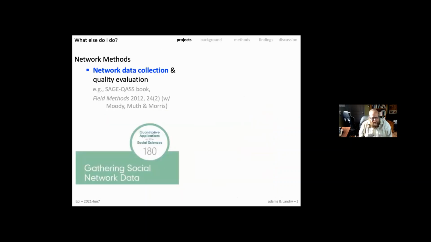So that's one. A second, as was mentioned, a primary interest of mine is in the area of network methods. And this has taken two flavors. One is focused on network data collection, the strategies for doing so, and evaluating the quality of data that results from such efforts. This is probably best exemplified in a book I published a couple years ago on gathering social network data, in the Little Green Book series that SAGE produces on statistical methods.